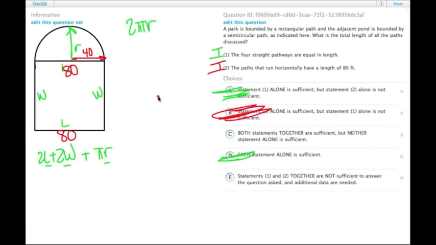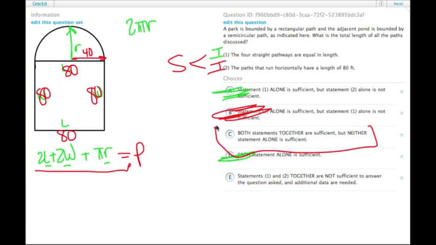When you combine the two, here we can see that the 4 straight pathways are equal in length and each of them is 80. So it turns out that it's a square rather than a rectangle. I guess we knew that from statement 1, but we had to pretend like we hadn't seen statement 1 for a moment. So the perimeter will be 4 times 80 plus 40 pi, because we have all the measures that we need to solve for that perimeter. Both statements together.